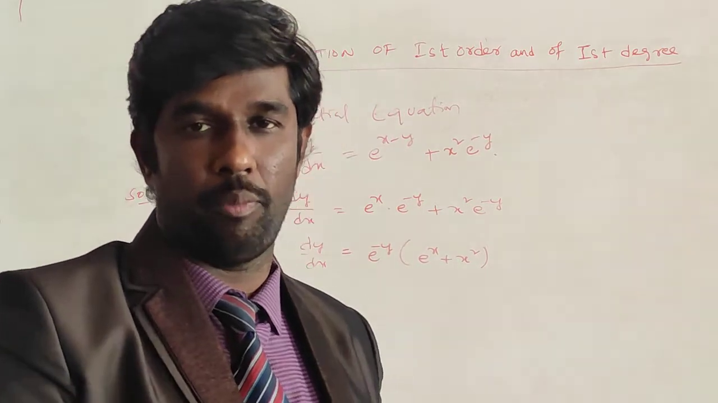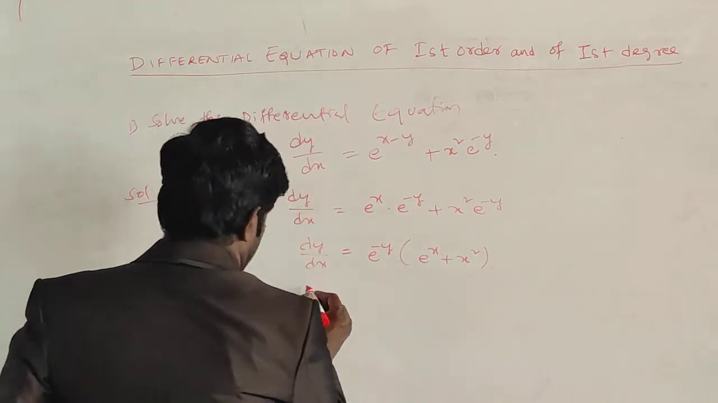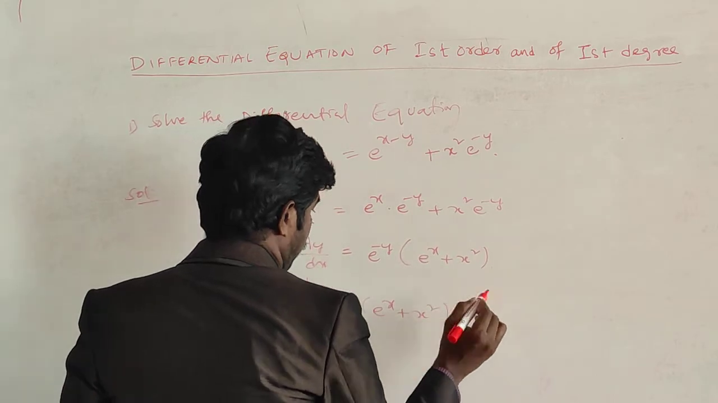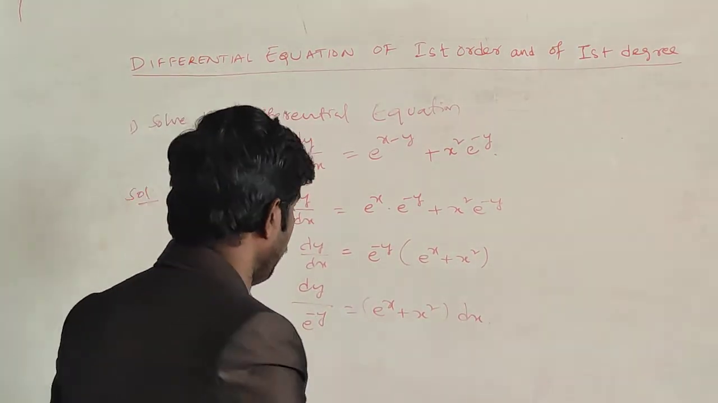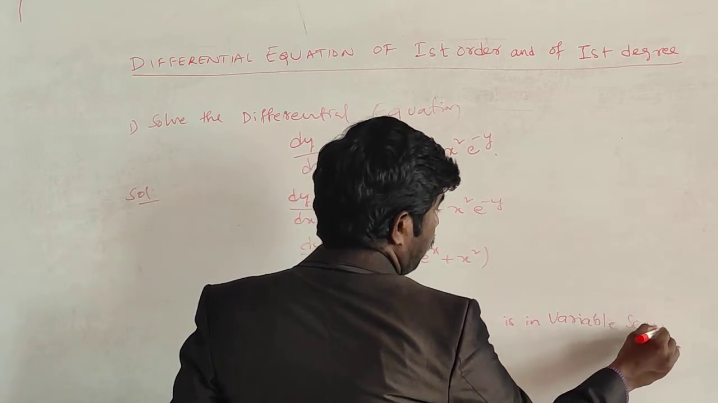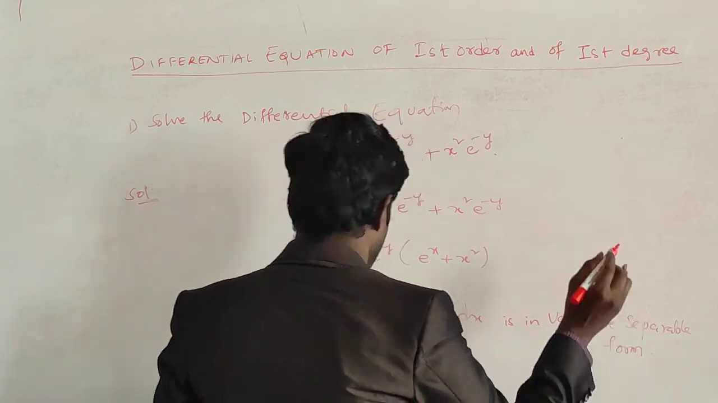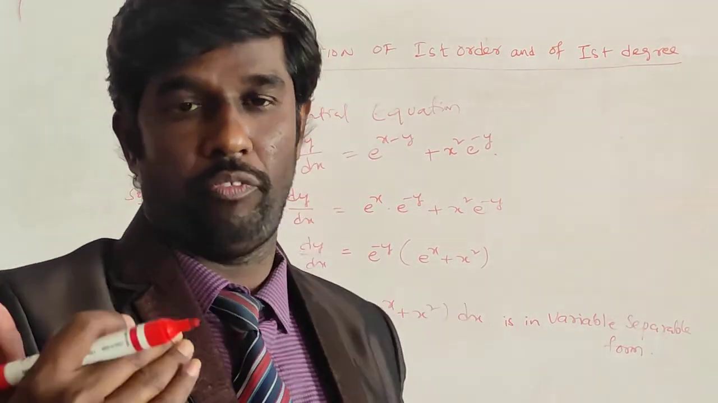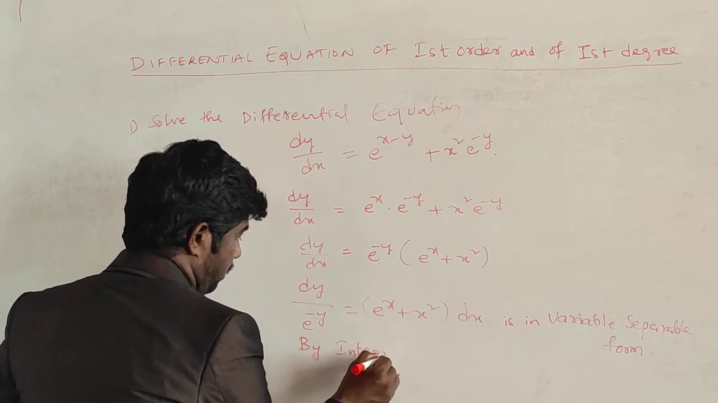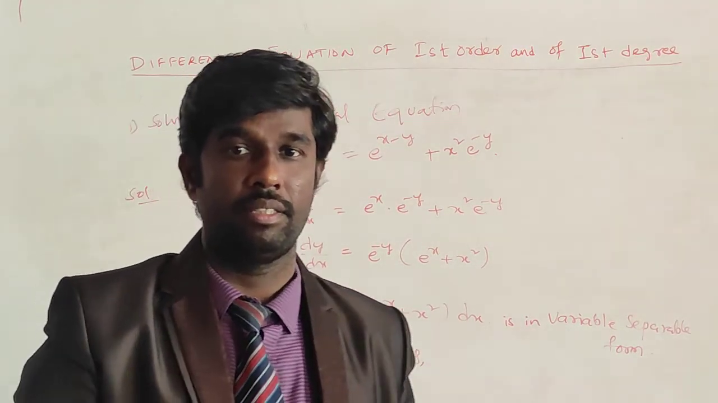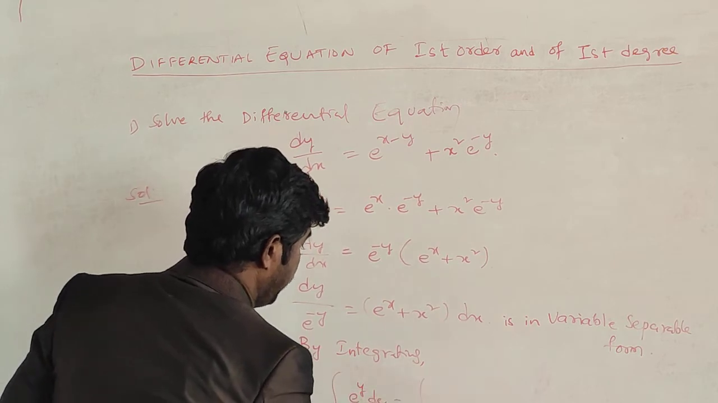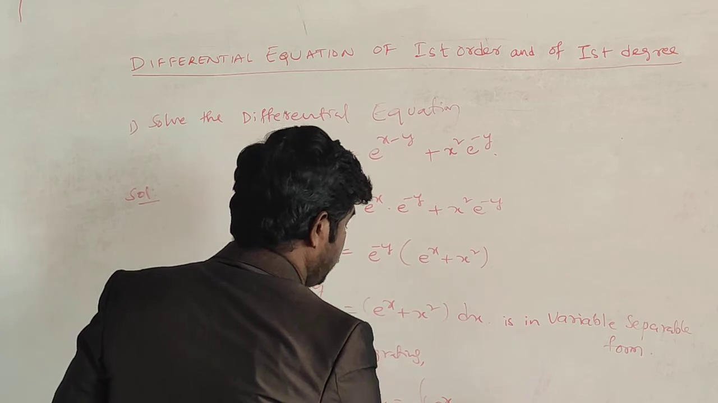Now I am trying to separate the variables, x terms and y terms. So that is dy by e power minus y equal to e power x plus x square dx. Now we can observe that this is in variable separable form. Since this is in variable separable form, we can integrate it to get the general solution. So by integrating it, writing this one as e power y dy equal to integration of e power x plus x square dx.